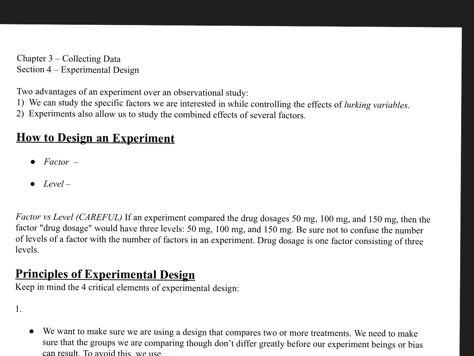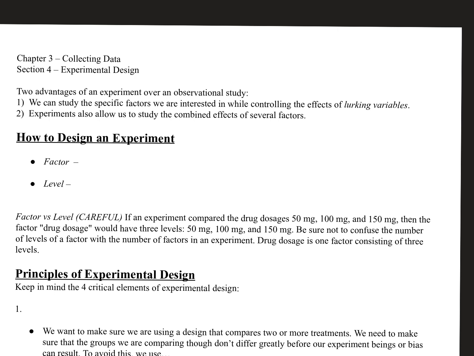In the last section of chapter 3, we're going to take a look at experimental design. So we're going to spend all of this chapter talking about how to set up and perform a good experiment, along with some advantages it has over an observational study and a couple things to look out for.